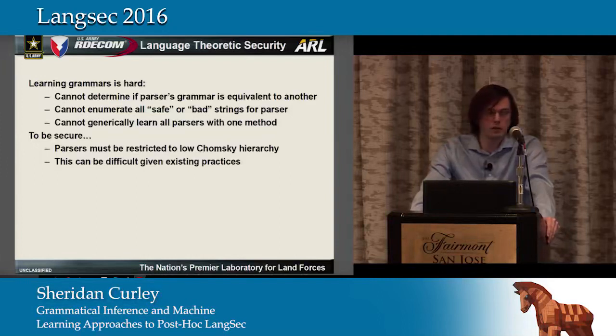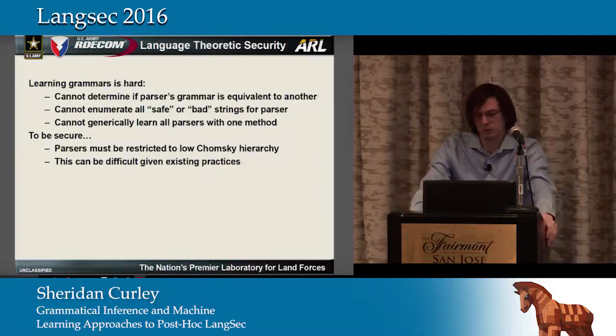And you cannot generically learn all parsers using a single method. So even though Clark's and Anglin's examples of languages that are directly learnable exist, those same methods don't, say, learn any given regular grammar or any given context-free grammar. They only learn those very specific subsets.